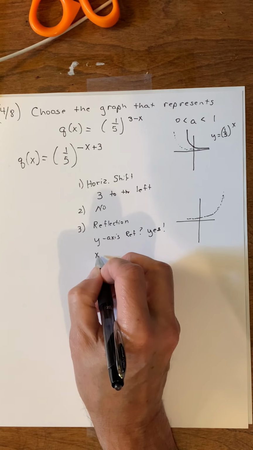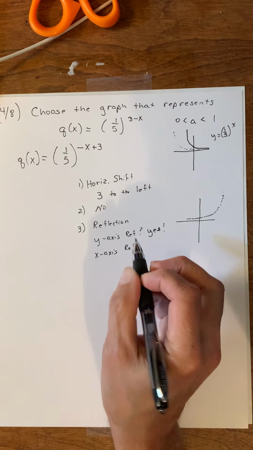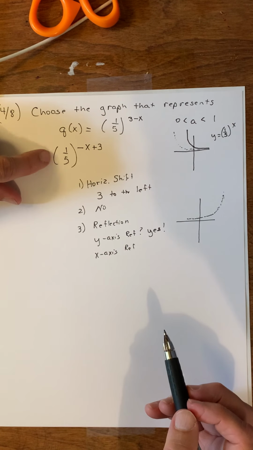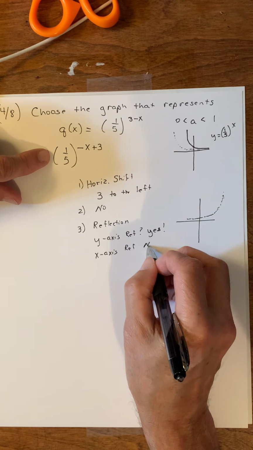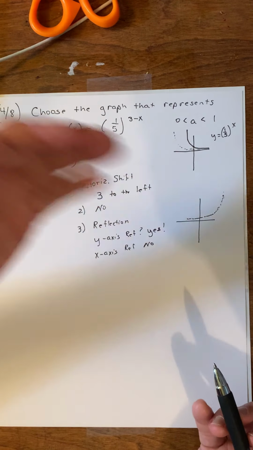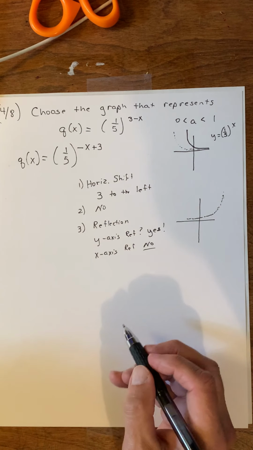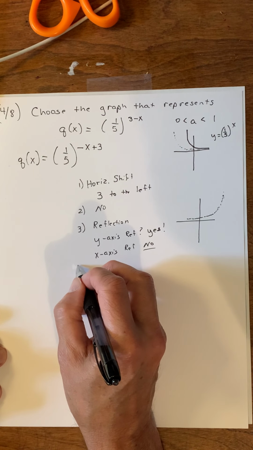How about an x-axis reflection? Was the whole function made negative? No. If there was a negative sign in front of the whole function, I would also flip it over the x-axis. But I do not have an x-axis reflection. And finally, is there a vertical shift?